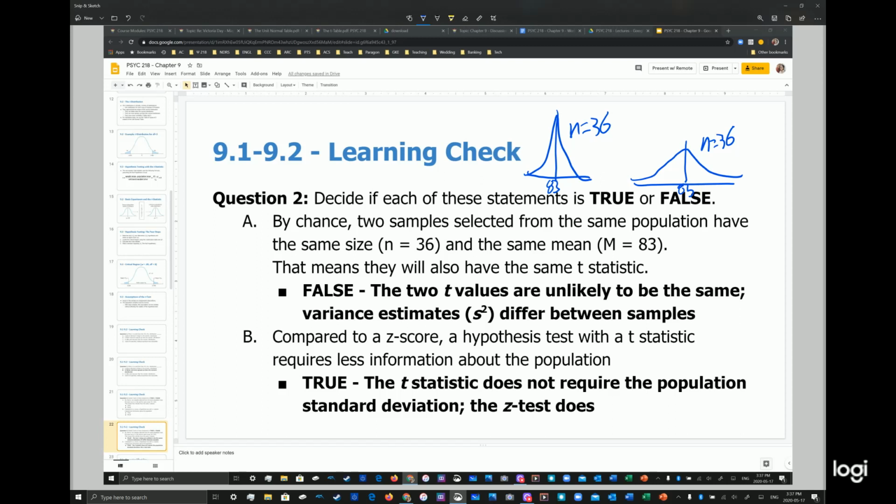Because the statement doesn't say anything about these distributions having the same variance, there's no way for us to say they're going to have the same statistic. The t-statistic is actually going to be different because the variance is going to be different. And in statement B, compared to a z-score, yeah, your t-statistic does not require the population standard deviation, but your z-test does.